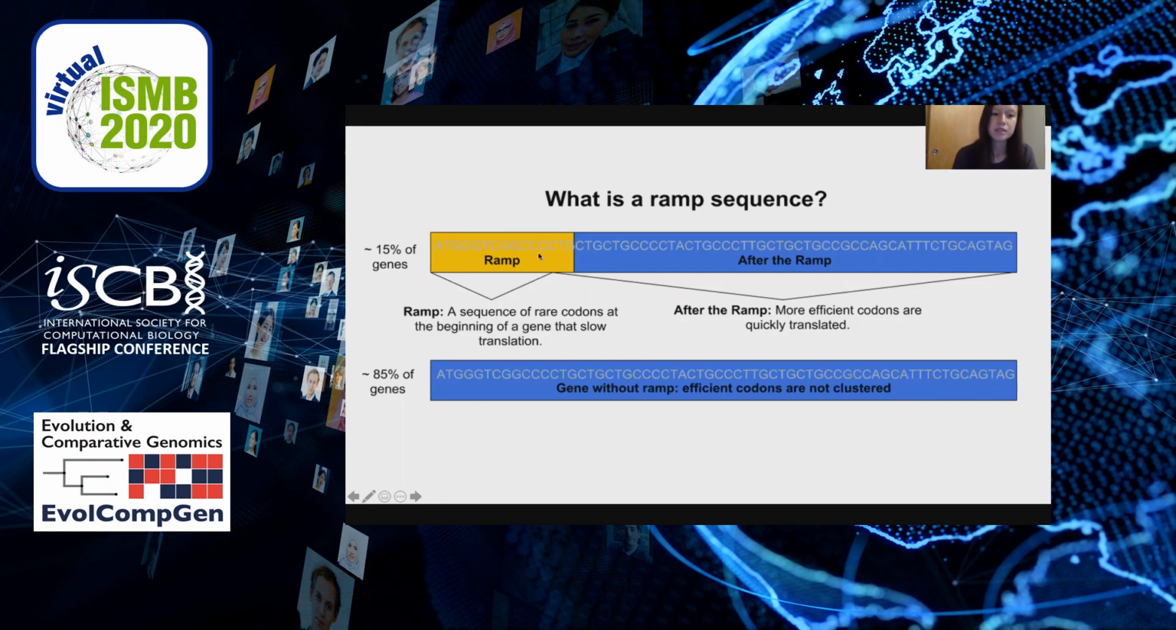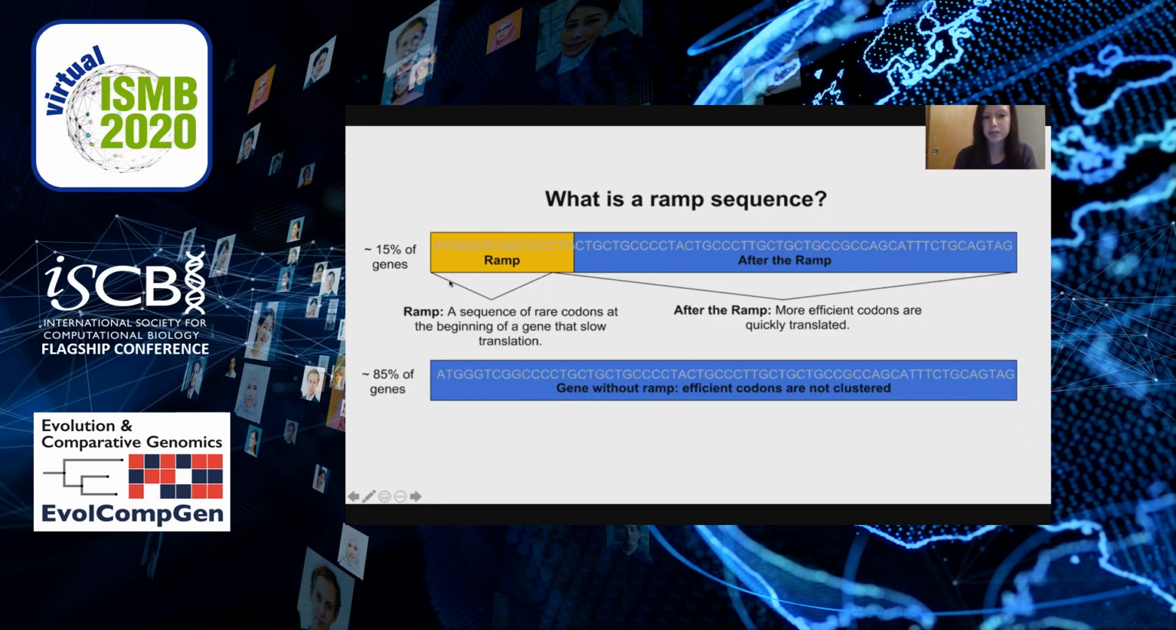This is important because since these codons are rare, there are fewer tRNA molecules in the cell available to translate them. This means that as the ribosome is translating, it will take longer at the beginning of the gene as it waits for the tRNA molecules to associate.